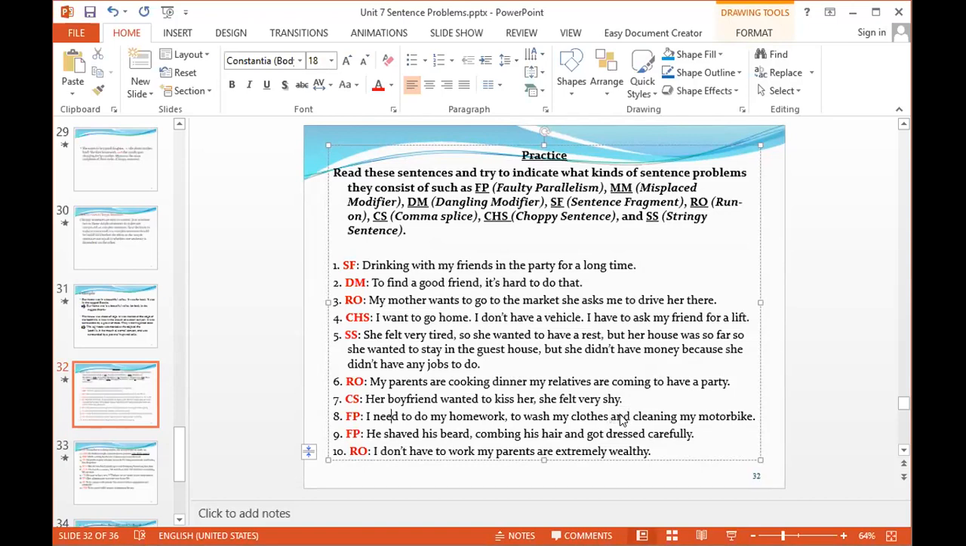Like you see here, I need to do my homework, to wash my clothes and cleaning my motorbike. So which part is wrong here? There is not the same structure. Cleaning, teacher. Yeah, cleaning, right? So just change to what? To clean. Yeah, to clean. Correct. Okay, like that. Like another one.